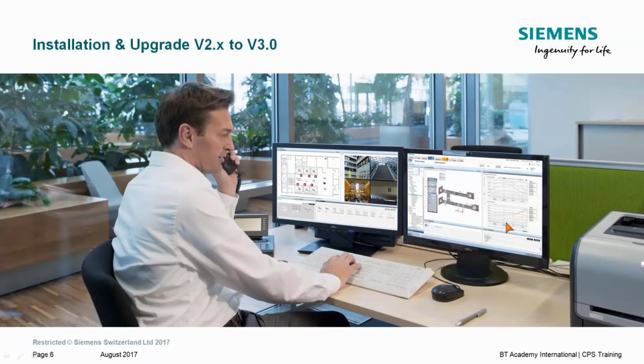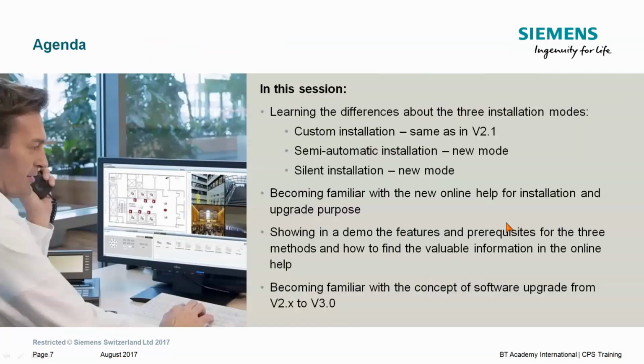Let's start with the first session, installation and upgrade. In this session we would like to show you the differences between the three installation modes. So custom installation, which is basically what we know from version 2.1, and the two new modes, the semi-automatic installation and the silent installation mode. With this, we would also like to become familiar with the online help for installation and upgrade purposes.